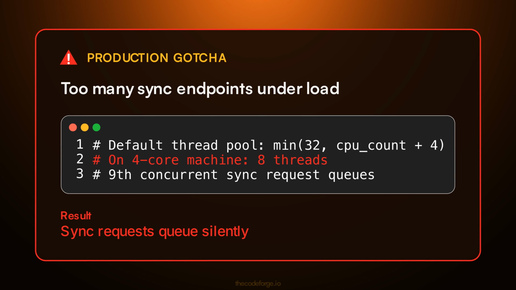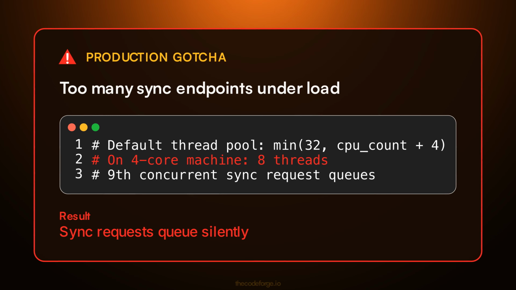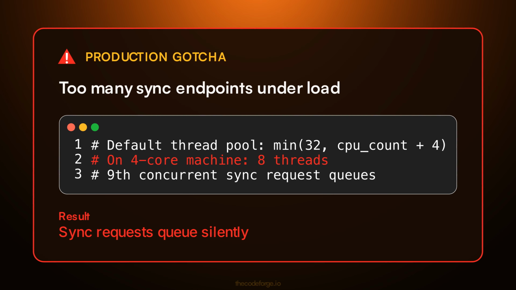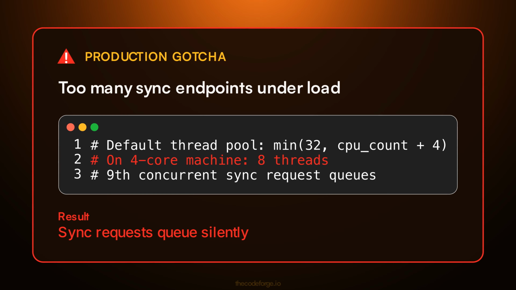The thread pool for sync endpoints has a default size of min(32, OS CPU count + 4). On a 4-core machine, that's 8 threads. If all are occupied, the 9th request waits. Monitor active thread count and consider converting high-traffic endpoints to async.